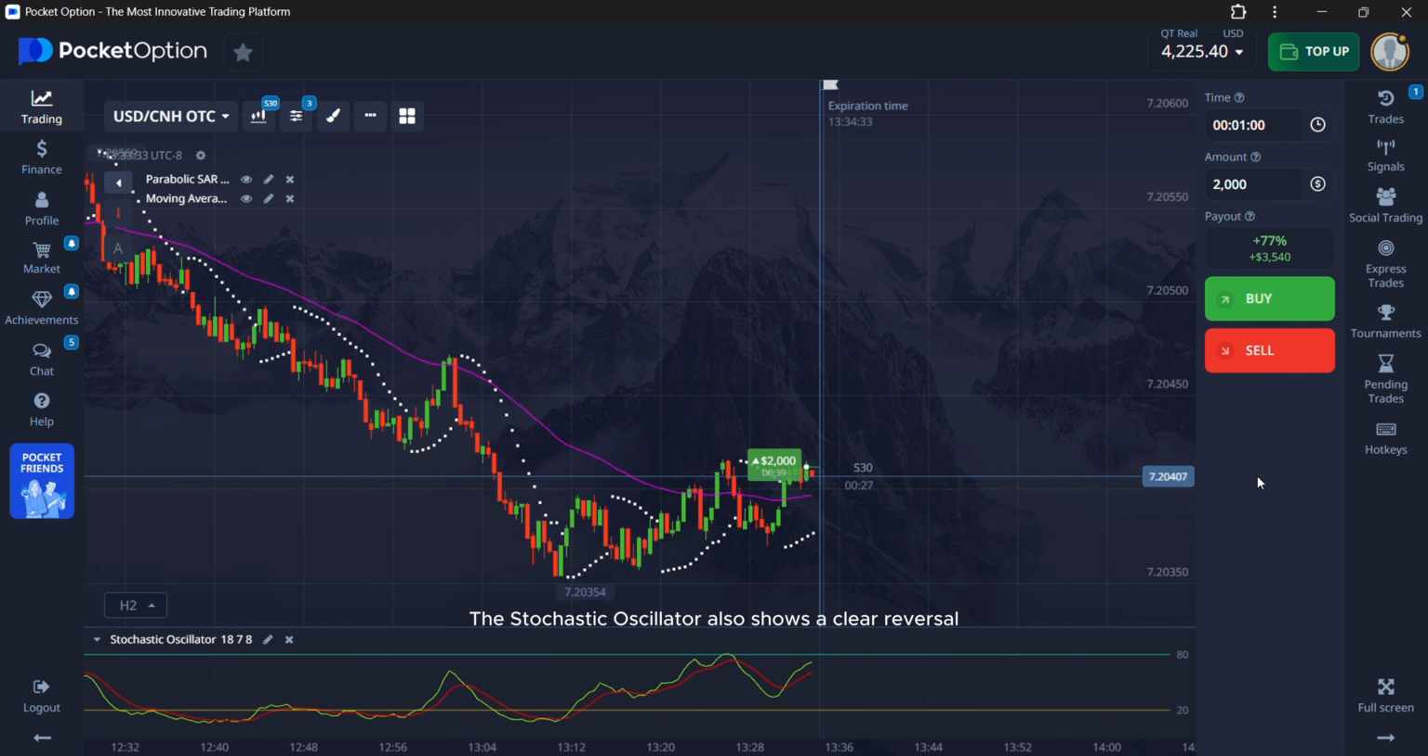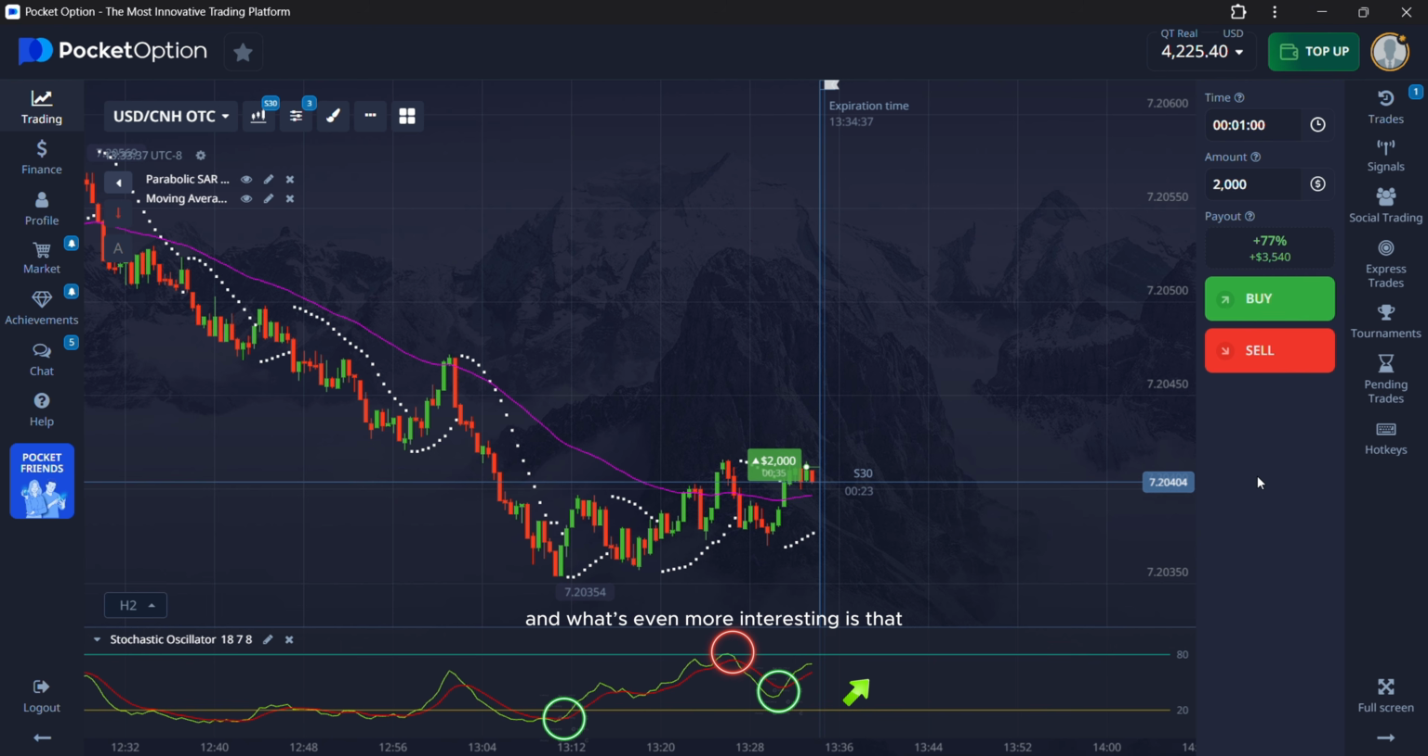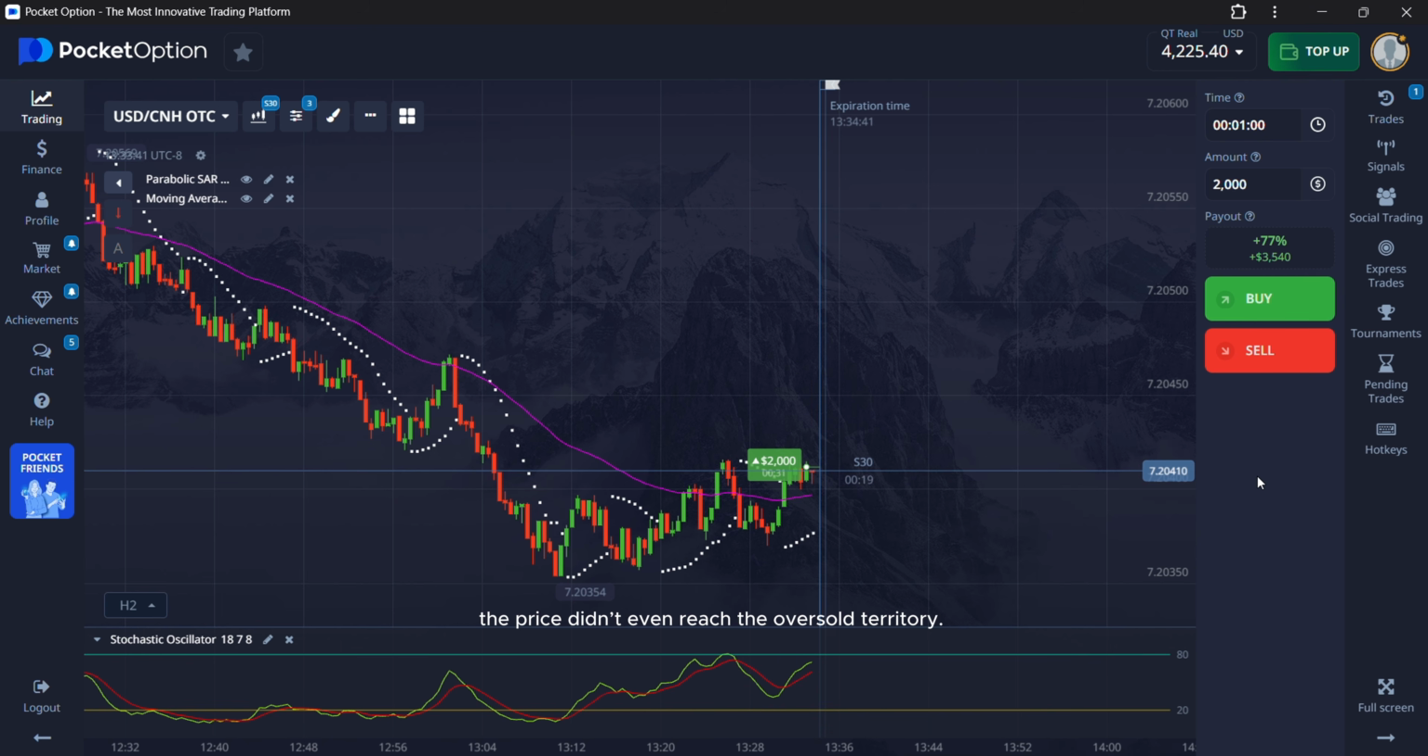The stochastic oscillator also shows a clear reversal from the oversold area. And what's even more interesting is that on the second move down, the price didn't even reach the oversold territory. This suggests that bearish momentum is fading and bulls are gaining strength. The green stochastic line is rising confidently and pulling away from the red, a strong bullish signal.